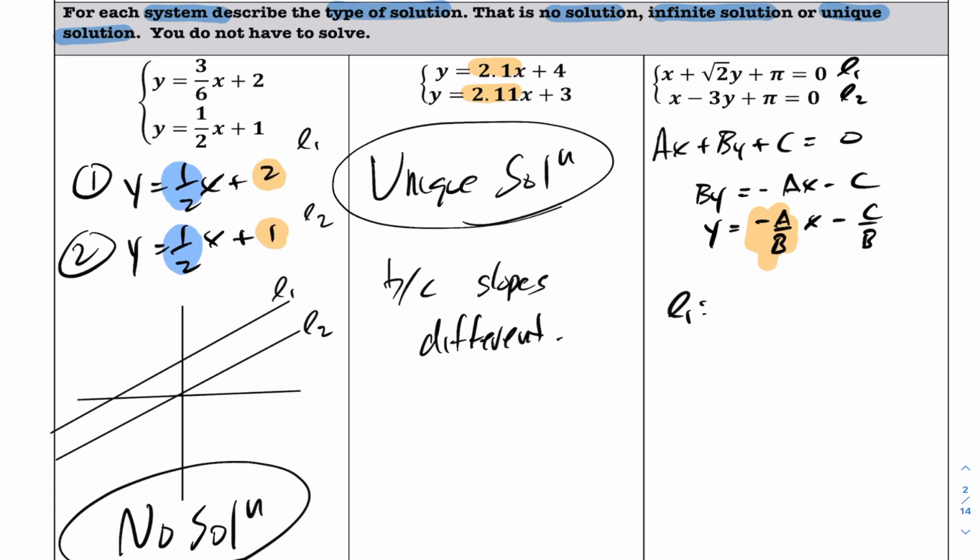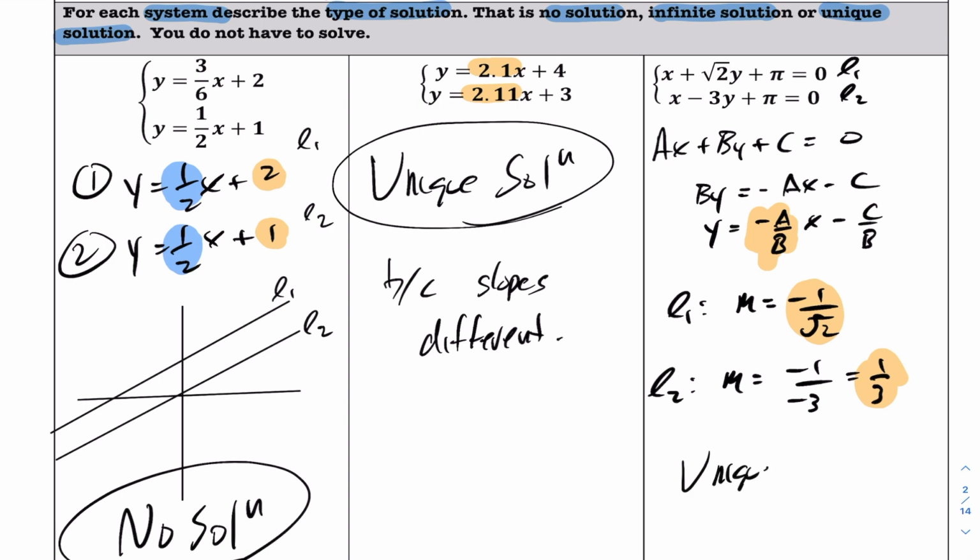Line 1's slope is going to be negative a over b, so it's going to be negative 1 over root 2. And the slope of line 2 is going to be negative a over b, so negative 1 over minus 3, so it's a third. So a quick check here, I can see that my slopes are different. Different slopes means we have a unique solution.